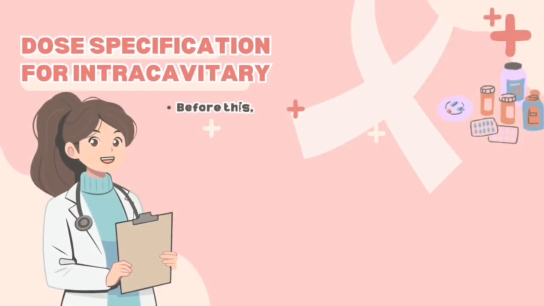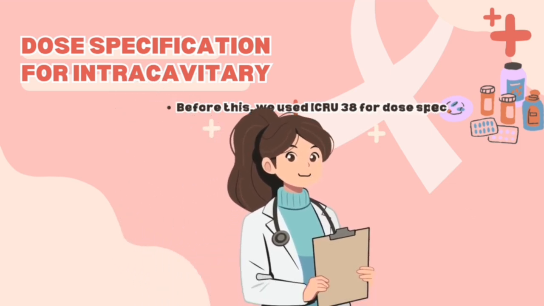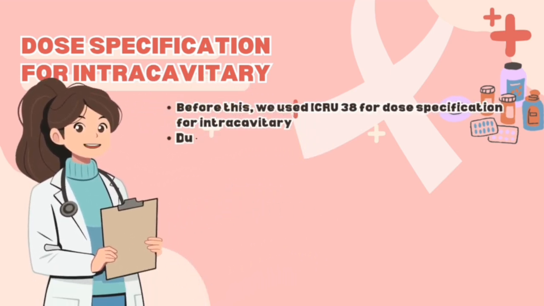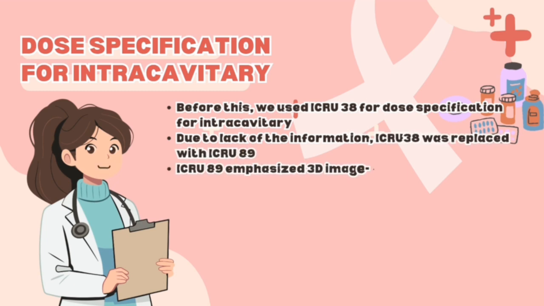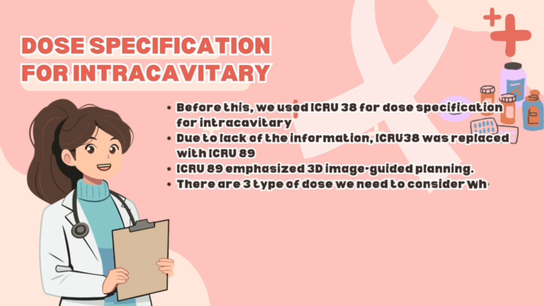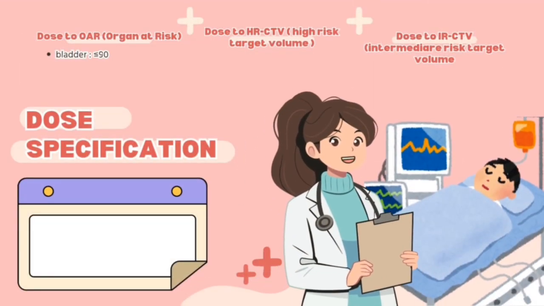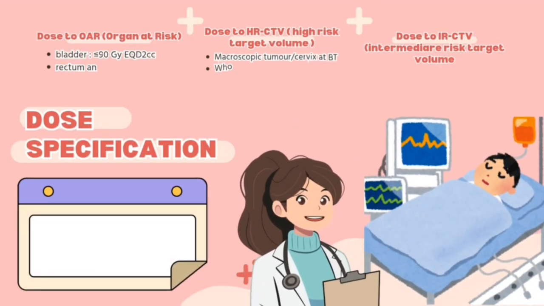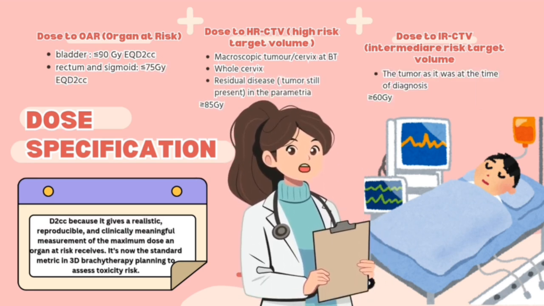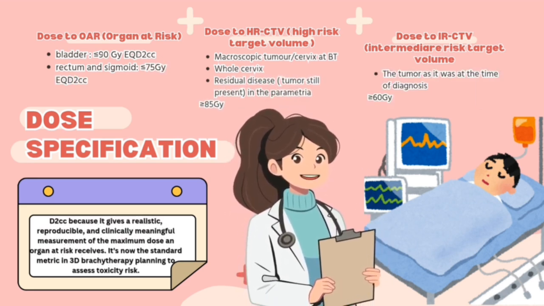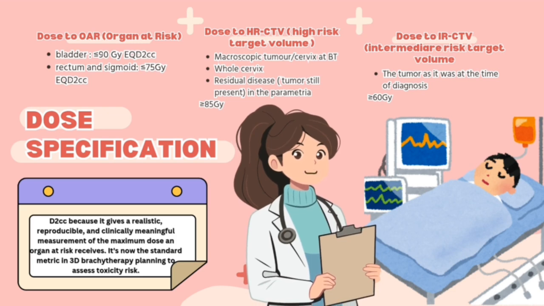I will explain about dose specification for intracavitary. Before this, we used ICRU-38 for dose specification for intracavitary. Due to lack of information, ICRU-38 was replaced with ICRU-89. ICRU-89 emphasized 3D image-guided planning. There are three types of dose we need to consider, which are dose to OR, dose to IR-CTV, and dose to HR-CTV. Dose to OR included is less than or equal to 90 grays EQD2 for the bladder at 2cc. Rectum and sigmoid is less than or equal to 75 grays EQD2 at 2cc.